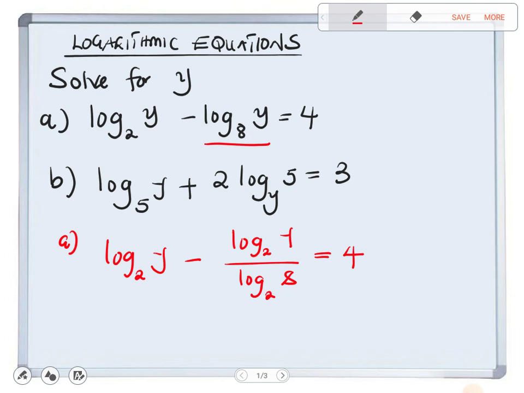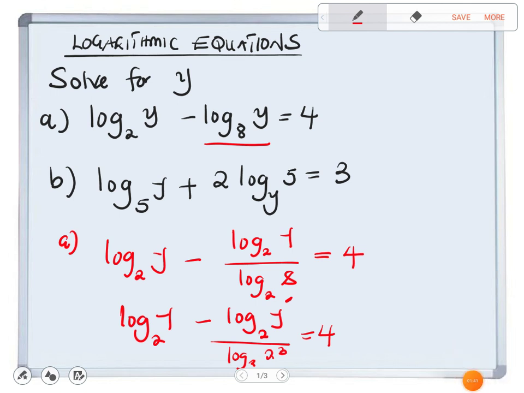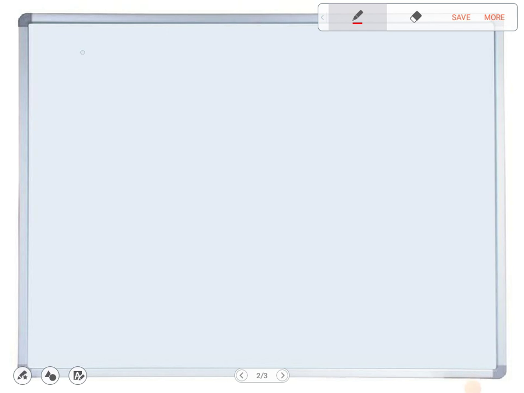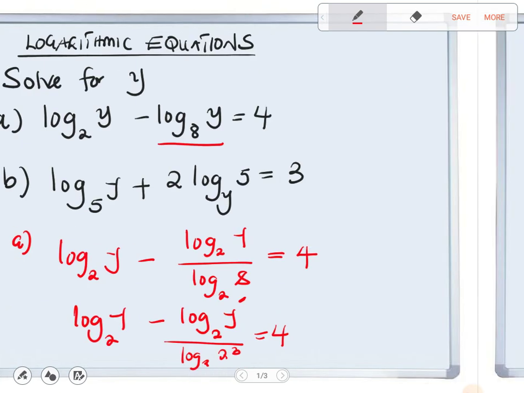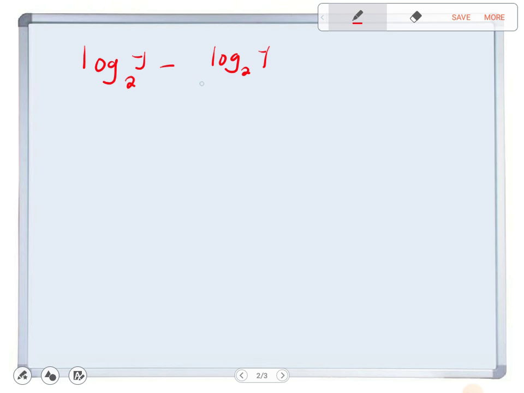Now that we have this, we can deal with this here. So log base 2 of y minus log base 2 of y over log base 2 of 8. 8 can be written as 2 to the power 3. This is equal to 4. The purpose is so that we can eliminate one of them. So let me just rewrite it nicely here. We get log base 2 of y minus log base 2 of y over log base 2 of 2 to the power 3, which is 8.